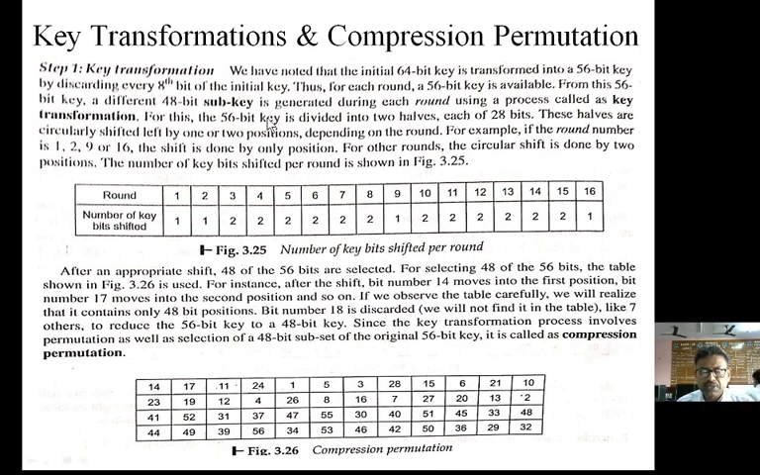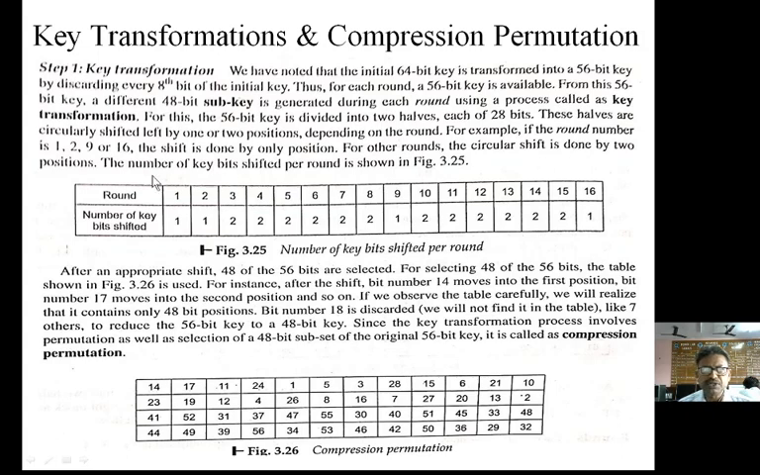As I told you, in the very beginning we consider a 64-bit key, which is converted into a 56-bit key by discarding every 8th bit, so we have a 56-bit key available. With the help of this 56-bit key, we generate different 48-bit sub-keys for each round, and this is called the key transformation. The 56-bit key is divided into two halves, each of 28-bit, and these two halves are circularly shifted left either by 1 position or by 2 positions, depending upon the round.